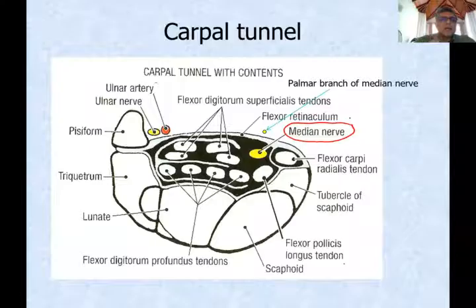Then you can see the ulnar nerve and ulnar artery, mainly the ulnar nerve we are concerned about here, that passes superficial to the flexor retinaculum. It's not inside the carpal tunnel. Therefore, even if the pressure inside the carpal tunnel goes up, the ulnar nerve is spared.